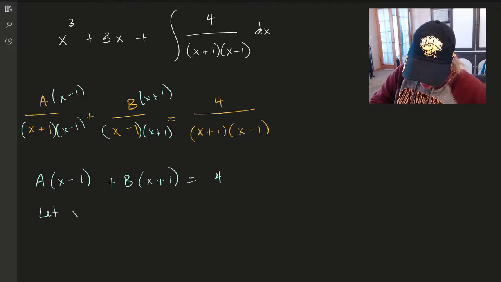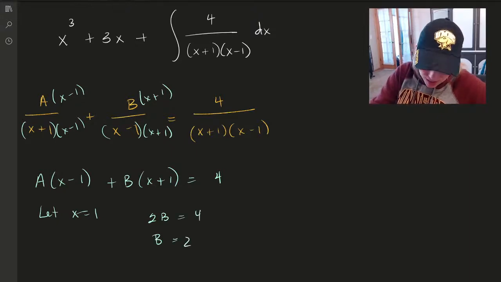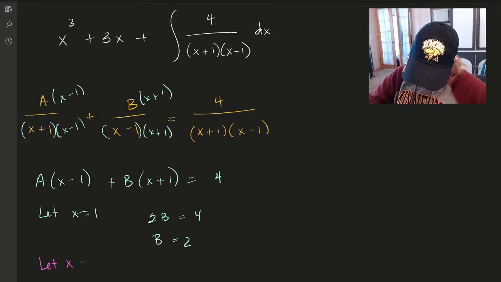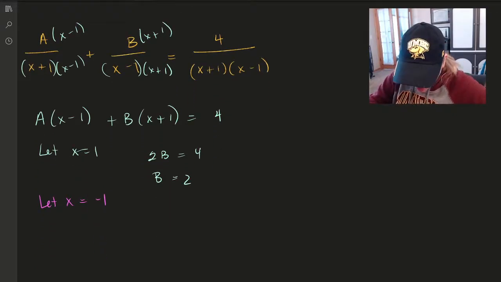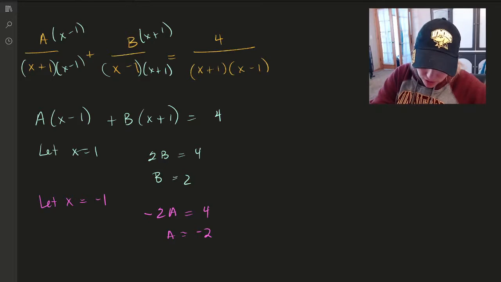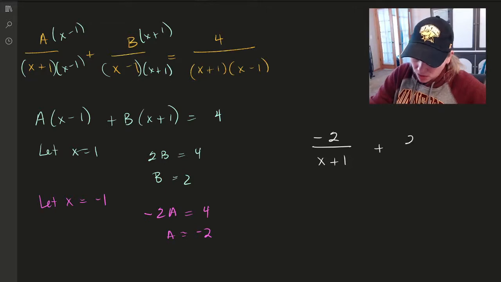Now I'm going to jump straight to A times x minus 1 plus B times x plus 1 equals 4. I'm going to let x equal 1. Then I get 2B equals 4. So B must be 2. And then I'm going to let x equal negative 1. And that's going to cancel away the B. And I get negative 2A. A must be negative 2. So now I can go back over here and start setting up my integral. So I'm going to have negative 2 over x plus 1 plus 2 over x minus 1. And that's what I'm going to integrate.